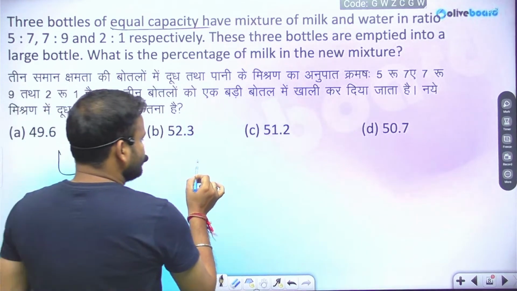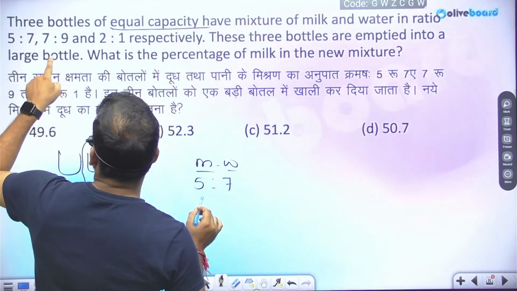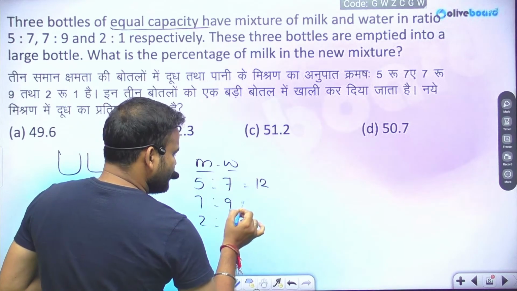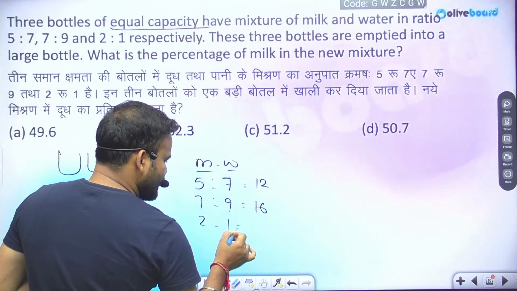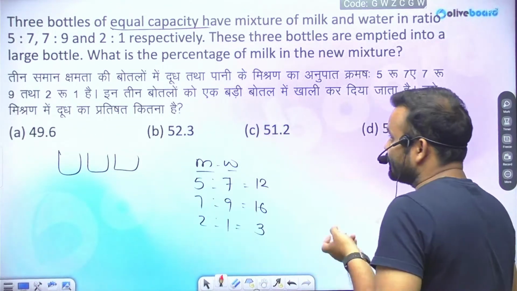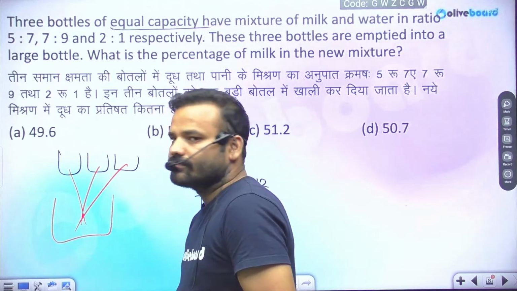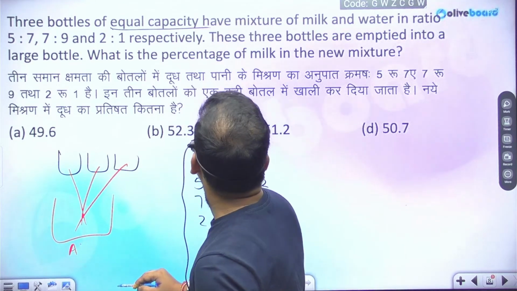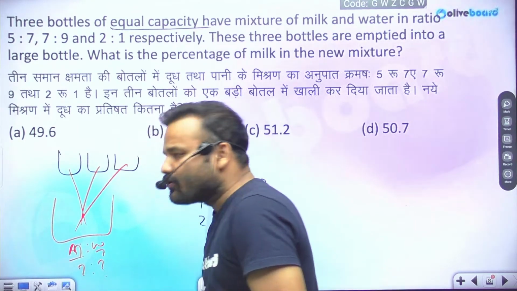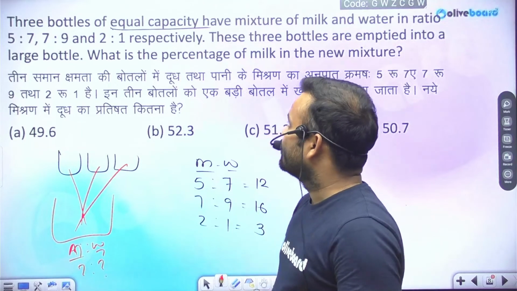So the ratio of milk to that of water was, in the first, 5 and 7. In the second it was 7 and 9. And in the third container it's 2 and 1. So what is the volume? The volume is 12. This is 16. And this is 3. Sir, the question demands the ratio of milk and water in the third container. The milk and water in the new container will only depend on the ratio in which they were mixed. But sir, here it's already mentioned that they are being mixed equally.